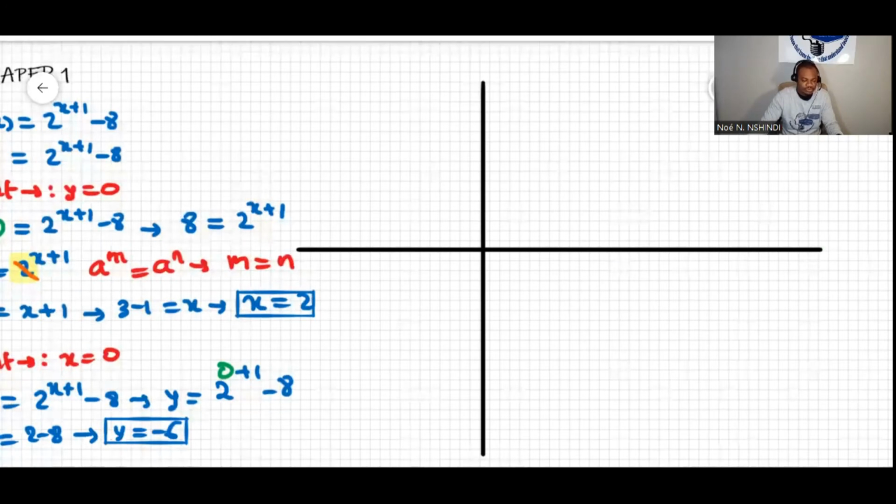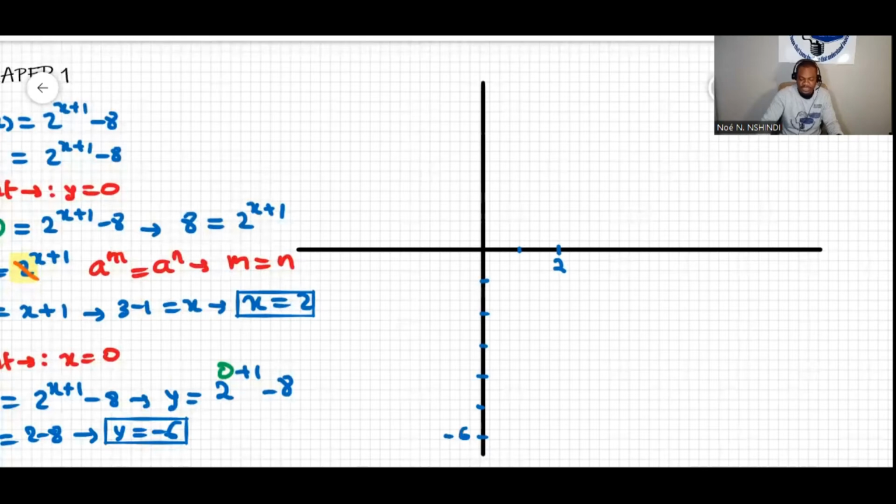I need to draw the x-axis. The x-intercept is at 2. So let's say this is 1, and that's 2. So the x-intercept is somewhere here, and the y-intercept will be, if this is 1, at -6. So 2, 3, 4, 5, and then 6. So -6 is over here.